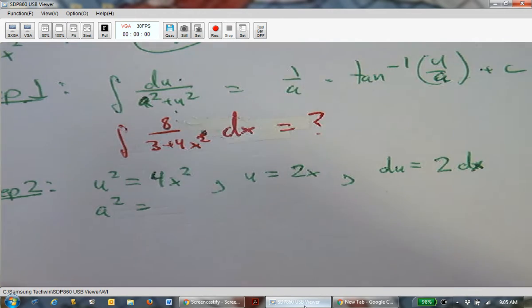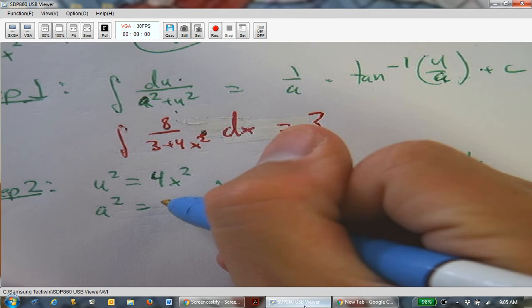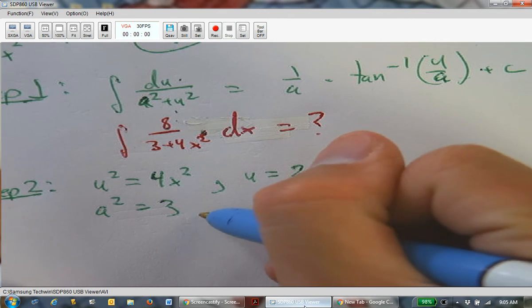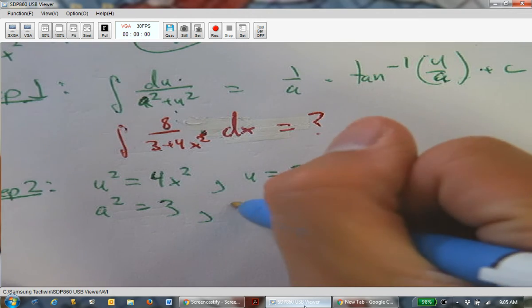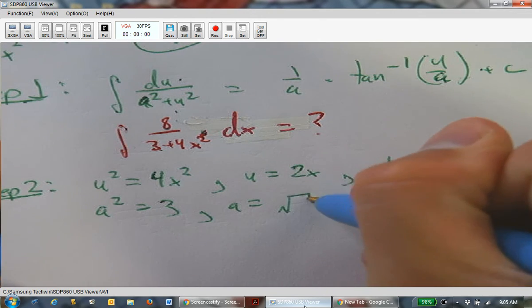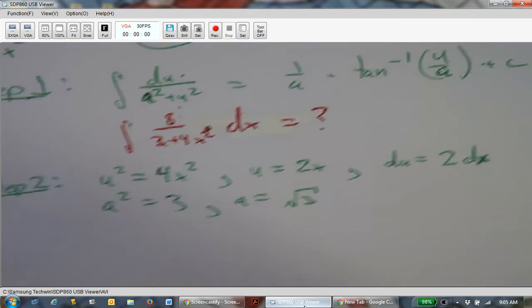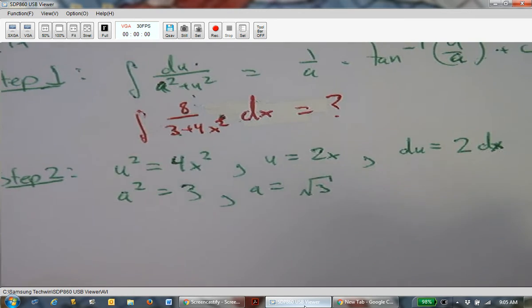A squared is what? What is a squared? 3. Very tricky. Don't make it 9. It is what it is. Your a squared is 3, making your a actually the square root of 3. So let's see what we have here.